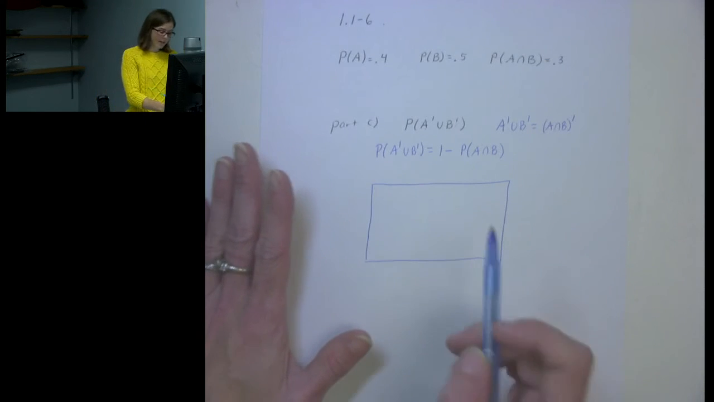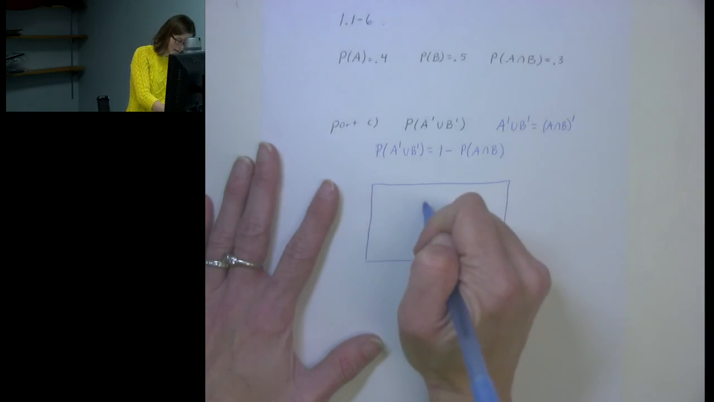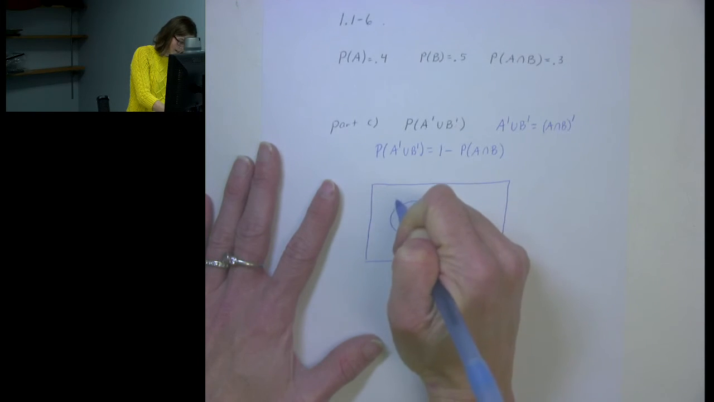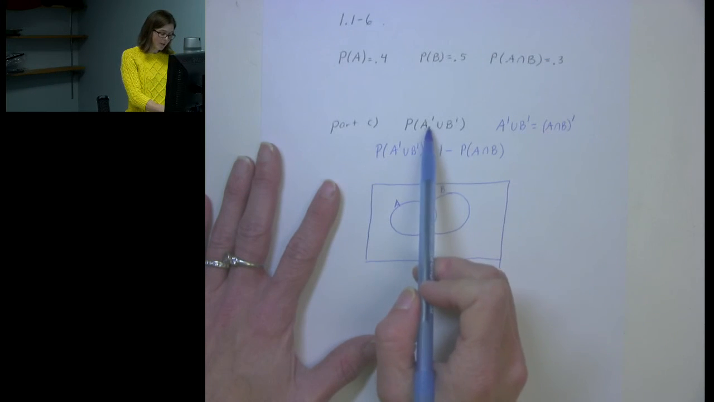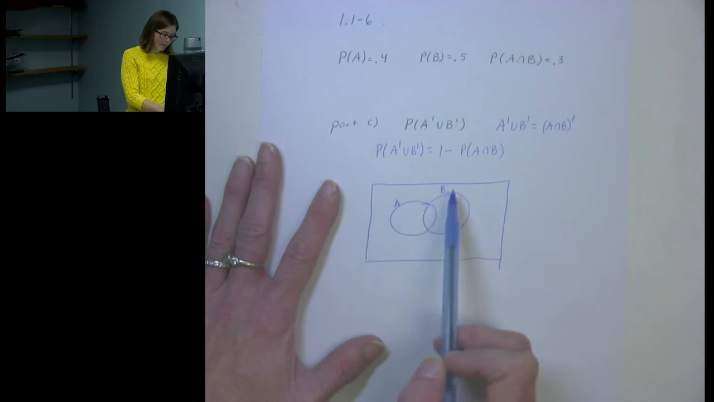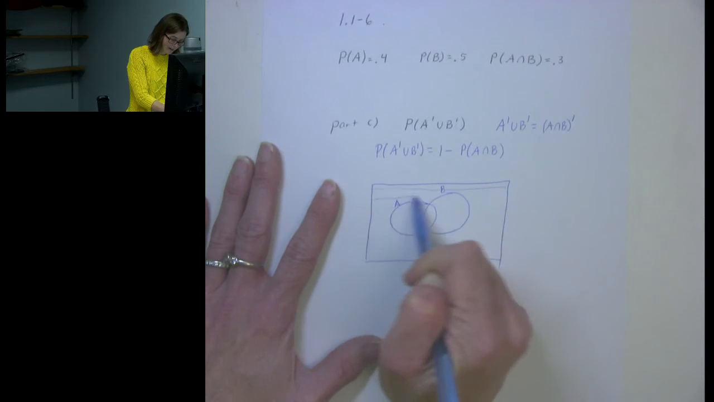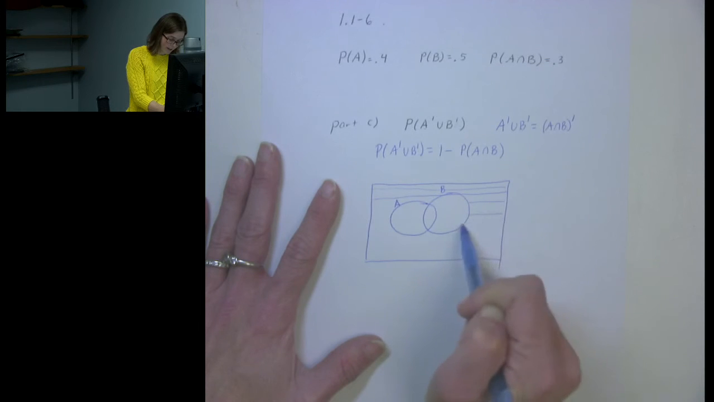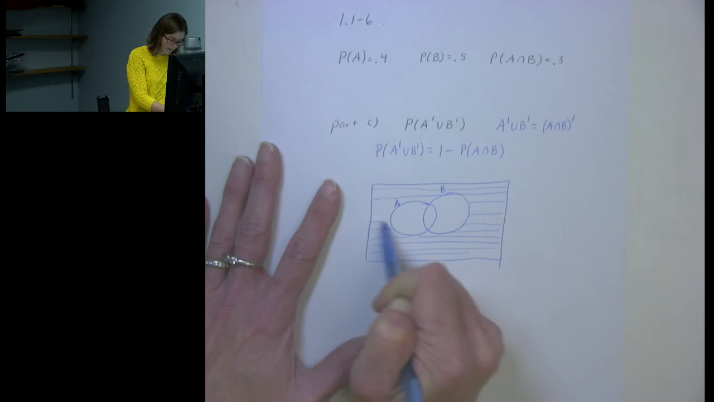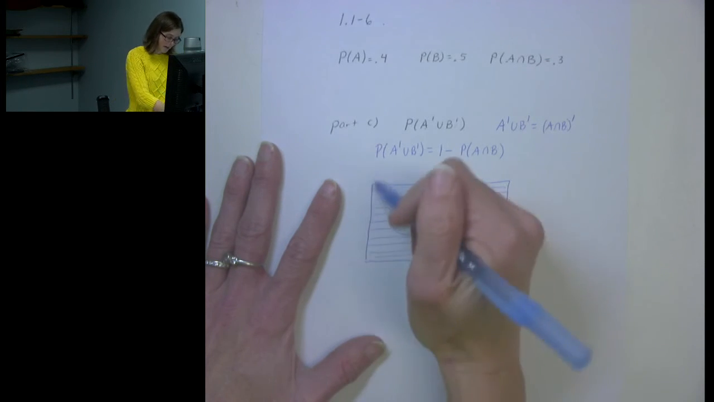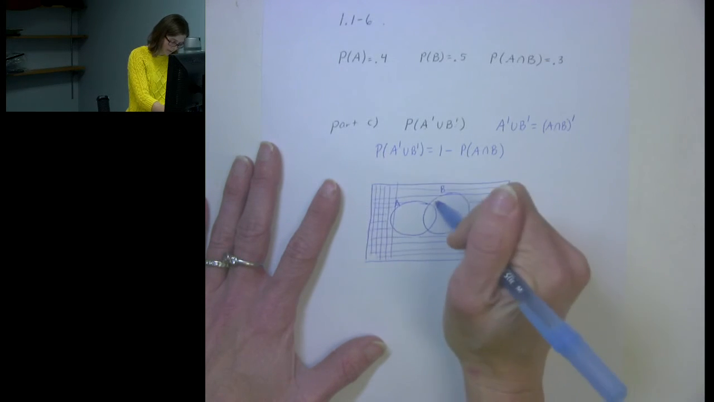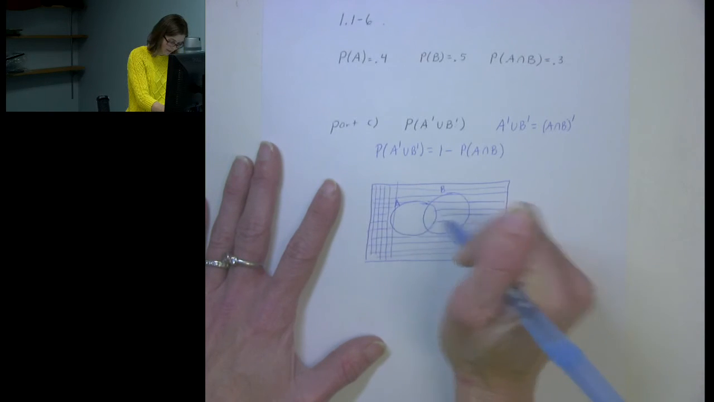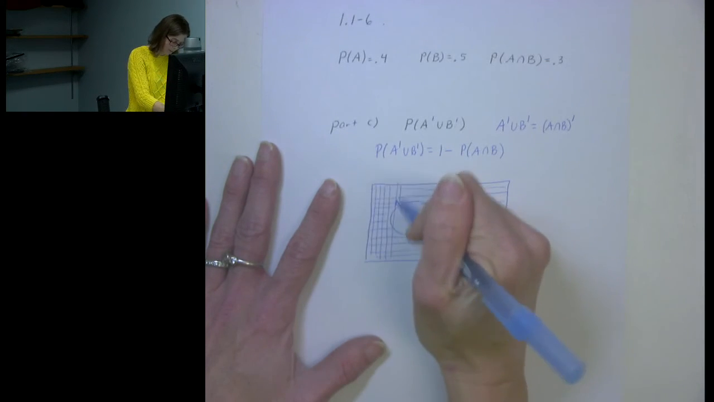Okay, so let's look at a Venn diagram. Sometimes that helps. So let's look at A and B. We've got the union of A not occurring and B not occurring. So A not occurring is everything I'm shading this way. Wait a second. This is also A not occurring. Sorry. That's A not occurring. Okay. B not occurring.